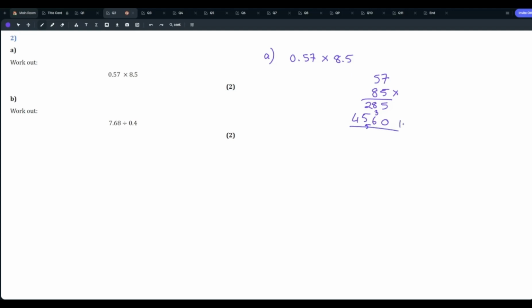Now just add these together, making sure these are lined up correctly before adding. So that's 5, that's 14, 5 add 2 is 7, add the 1 is 8, and 4. So our digits are 4, 8, 4, 5. Now, to put a decimal point back in, how many places are there after the decimal point? There's 3, so we're going to jump back 3 places. Okay, so there we are. That would be 4.845.